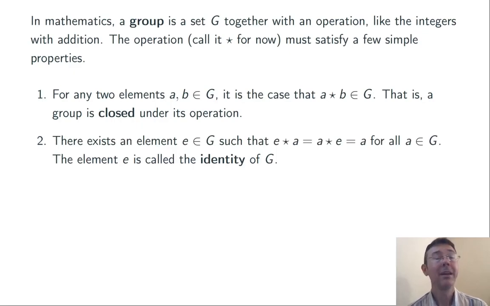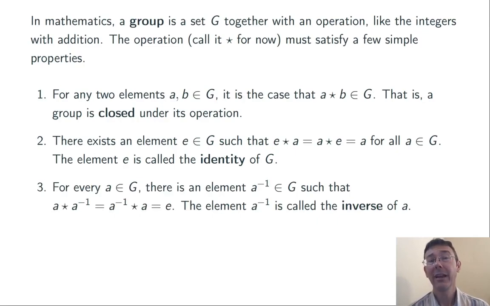Secondly, there has to be an identity element in the group. An element, let's call that element E, so that E star A and A star E are both equal to A. In other words, the identity element doesn't do anything when you apply it to any other element in the group. When we're talking about addition with integers, the identity is going to be the number 0. 0 plus any number is just that number again.